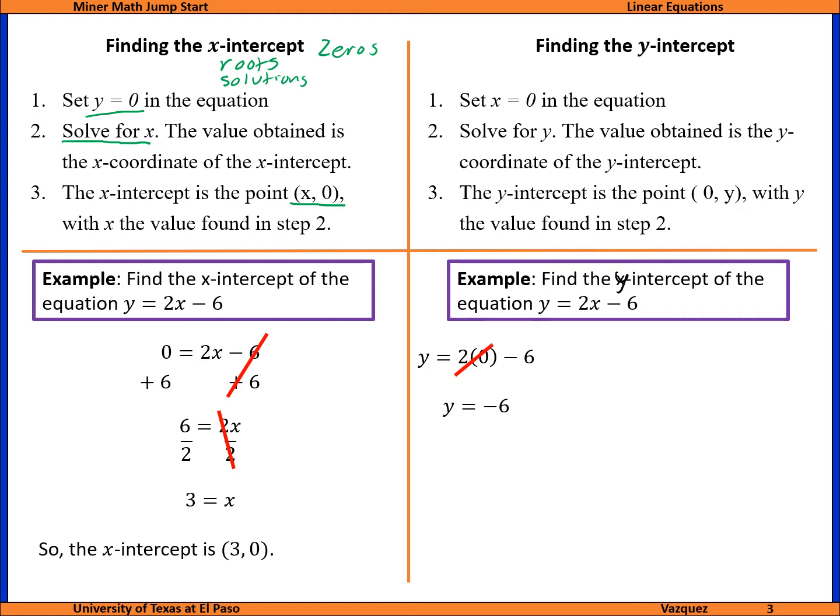What does that give us? Well, simply that y is equal to negative 6. All right, now that we have y, we know that our y-intercept is 0 comma negative 6. So we got our x-intercept and our y-intercept of the same linear equation. And these steps are in your notes. We can't get better if we don't practice. So it's just a matter of practice before this becomes second nature.